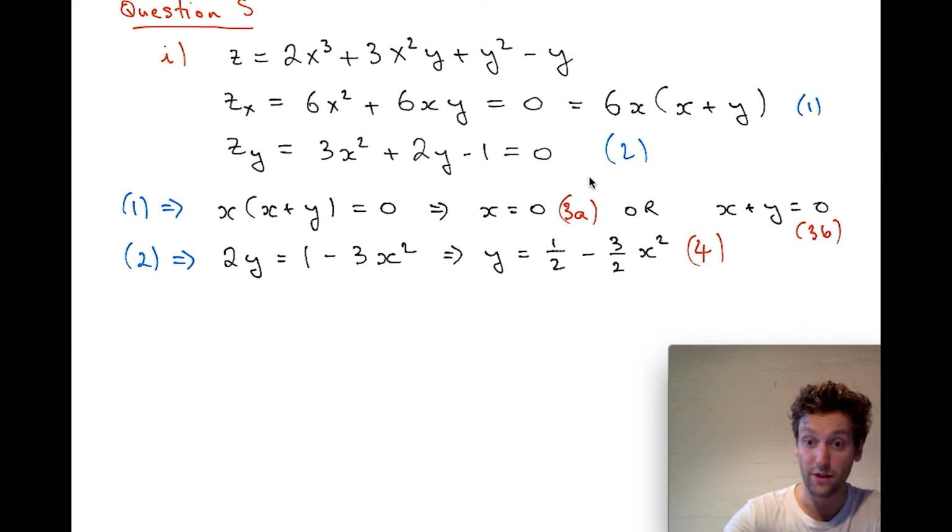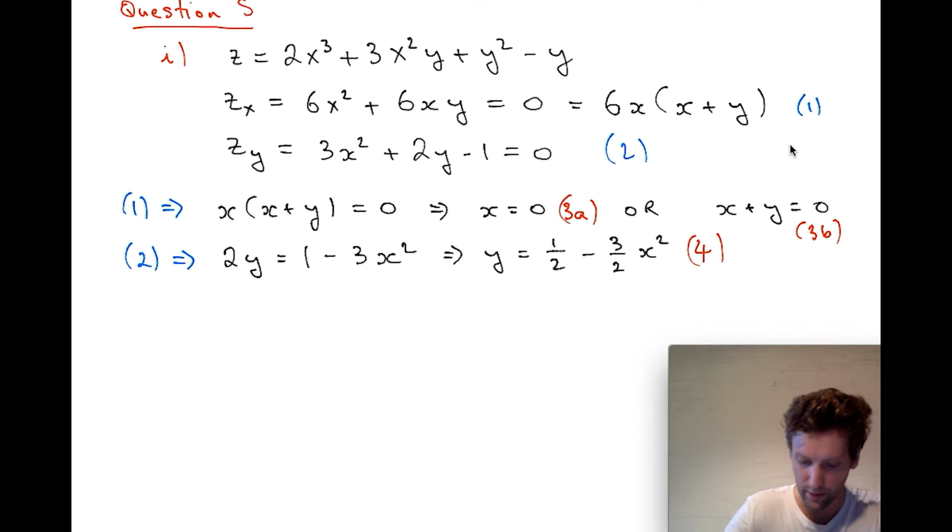So what we have here is a couple of different pieces of information that we need to combine to find our solutions. Now remember that expressions 3a and 3b came from equation 1, the partial derivative of z with respect to x equal to 0. I need to use at least one of those pieces of information in order to satisfy equation 1. Expression 2 just ended up giving me expression 4. So I have a couple of different possibilities: 3a combined with 4 or 3b combined with 4. Those are the two possibilities which will satisfy both equations 1 and 2.